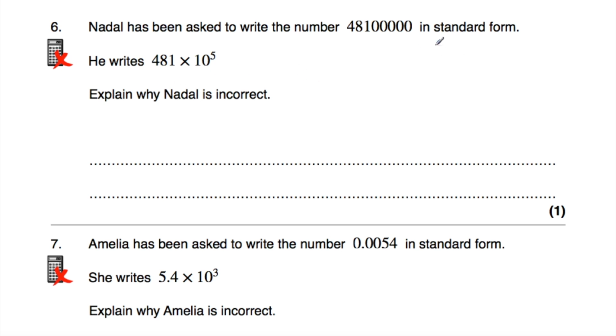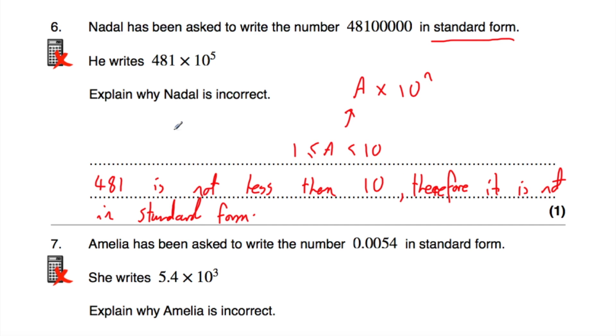Well, first of all, he's been asked to write it in standard form. And a number that's in standard form will have to have a times 10 to the power of something. So here, this a needs to be greater than or equal to 1, but less than 10. But he's got a number there, which is 481, and 481 is obviously bigger than 10, so that number is not in between 1 and 10. So Nadal is incorrect, that number is not in standard form. So let's explain that: Nadal is incorrect because 481 is not less than 10, so therefore it's not in standard form.